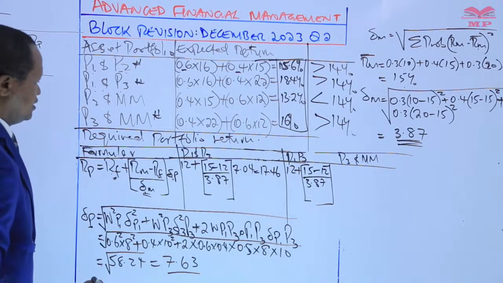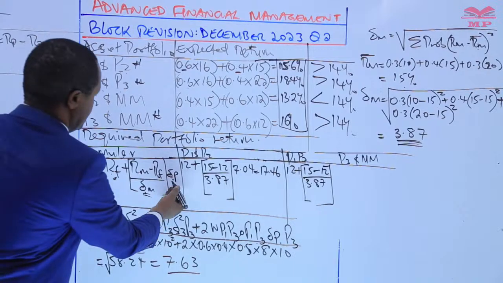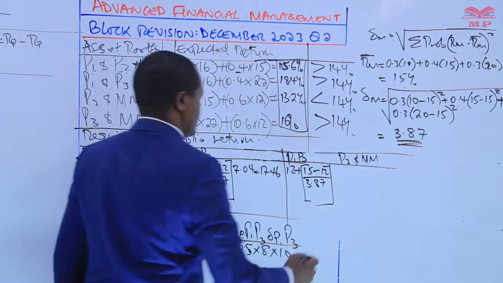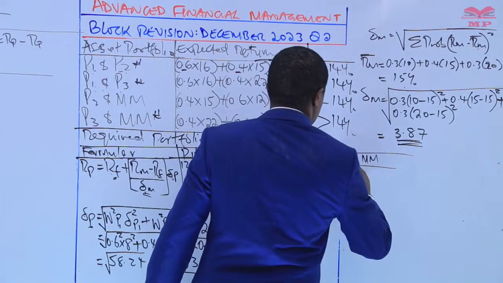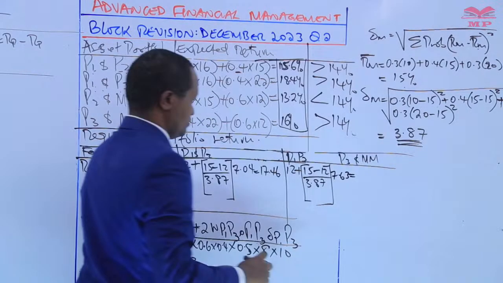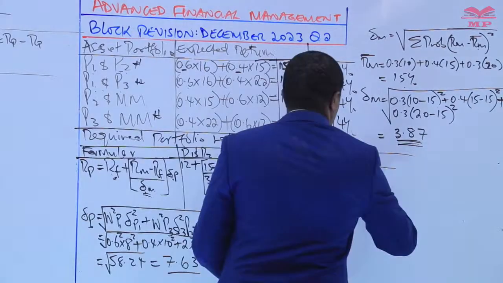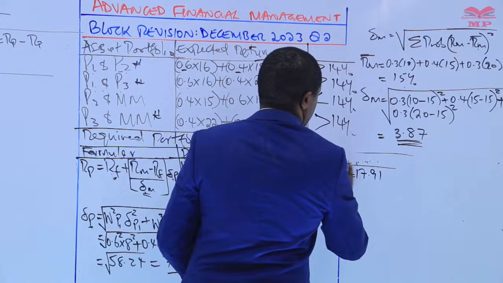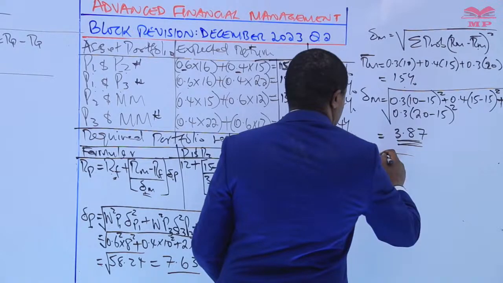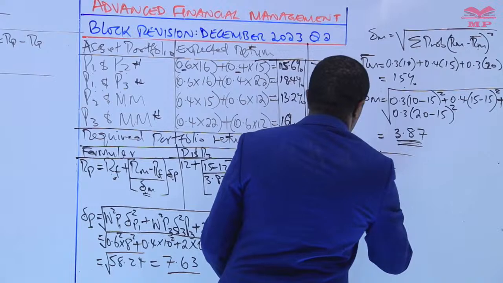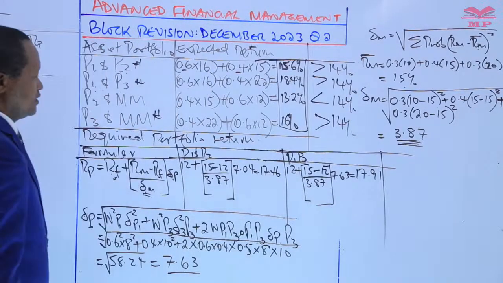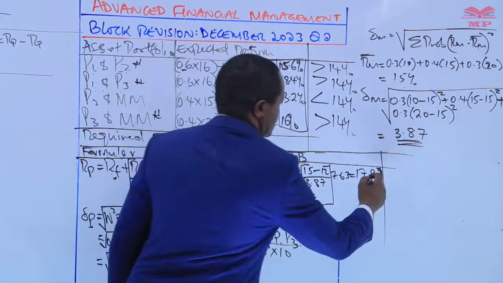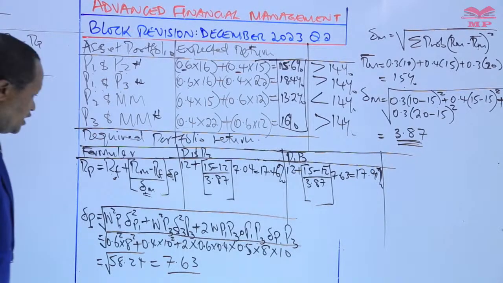That is the standard deviation for the market, for the portfolio, which is 7.63. That gives 17.91. That is the required return for that portfolio, 17.91%. These are percentages. Let's proceed to the last one.